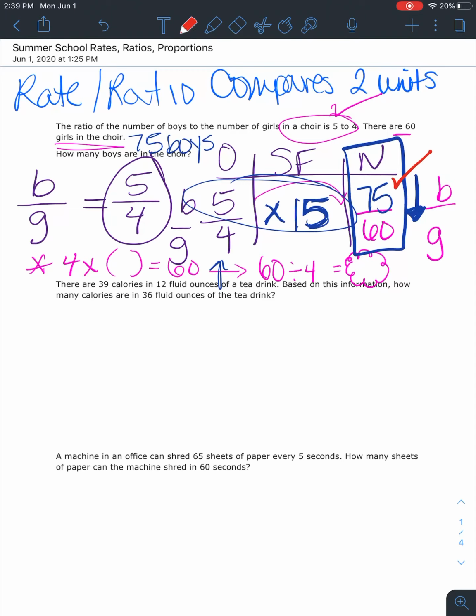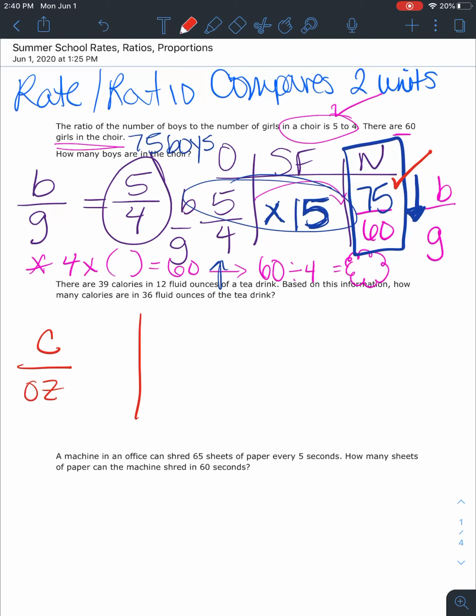All right, so there are 39 calories in 12 fluid ounces of a tea drink. Based on this information, how many calories are in 36 fluid ounces of the tea? So when you are reading problems like this, the very first thing I want you to do is think of what two units you are comparing, or what two things are being talked about in the problem. And what I see is calories and ounces.